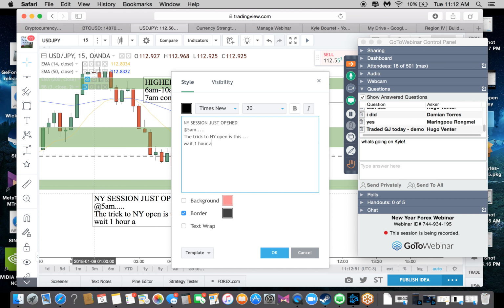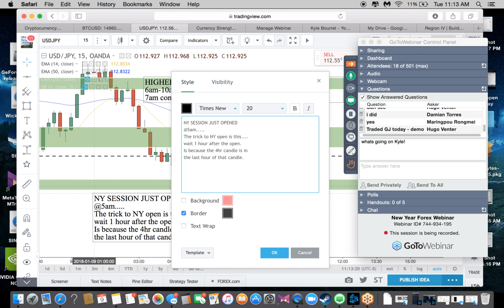Wait 1 hour after the open. However you do that, we just wait. The reason why we wait 1 hour after the open is because the 4-hour candle is in the last hour of that candle, which means we're waiting for confirmation.